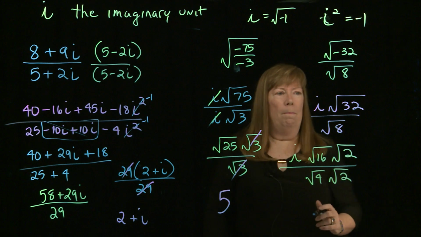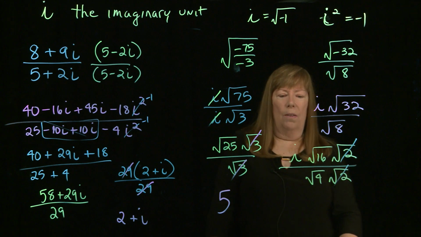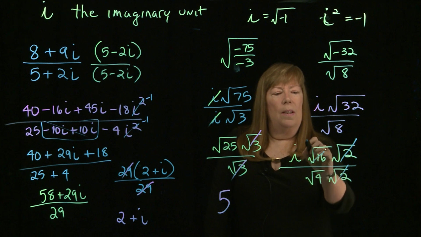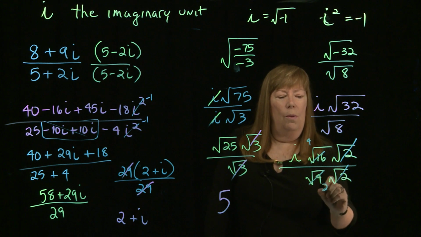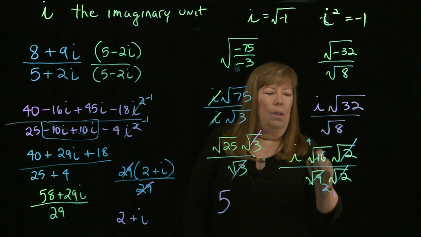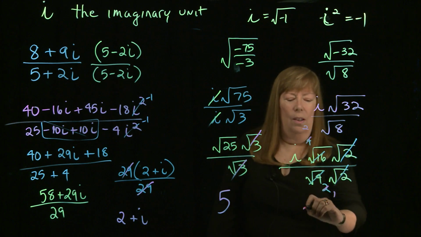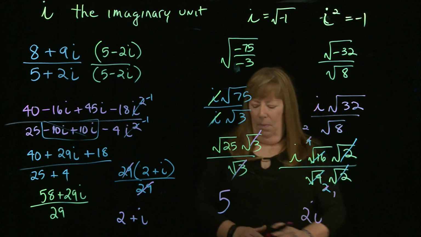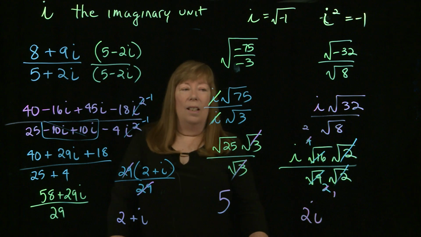Still with me? Anything over itself cancels away. The square root of 16 is 4, and the square root of 4 is 2. One more thing. 2 goes into 4 twice, so we end up with 2i. Good job.